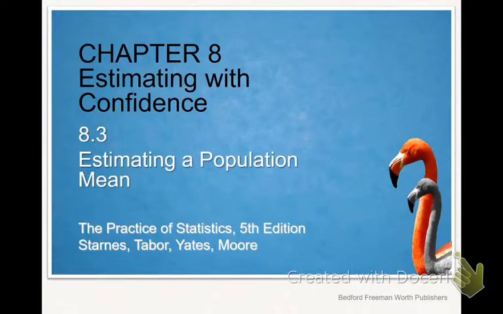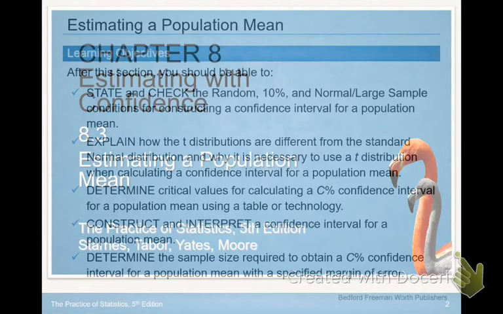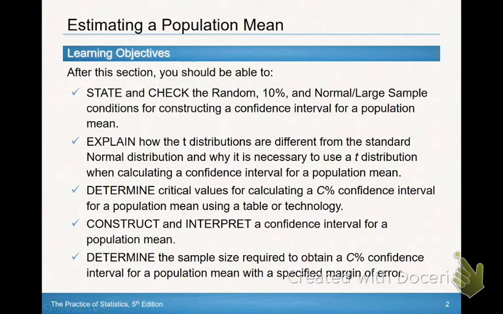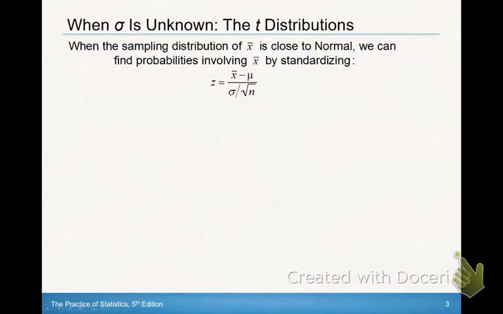In this first section of 8.3, we're going to talk about a new distribution. We're not going to be always able to use the normal curve. So we need to use a t-distribution when we don't know the population standard deviation, which I hope you can realize is not very common that we would know.